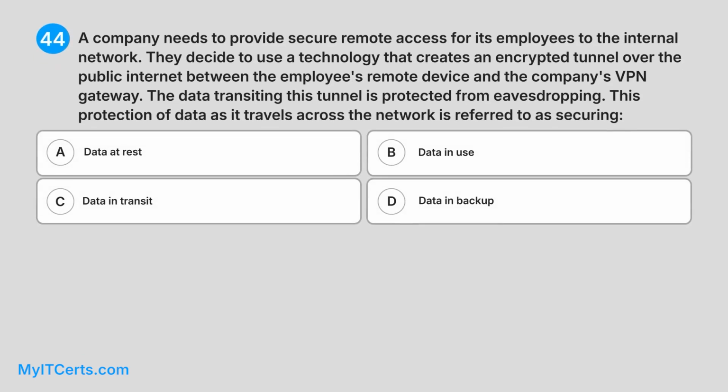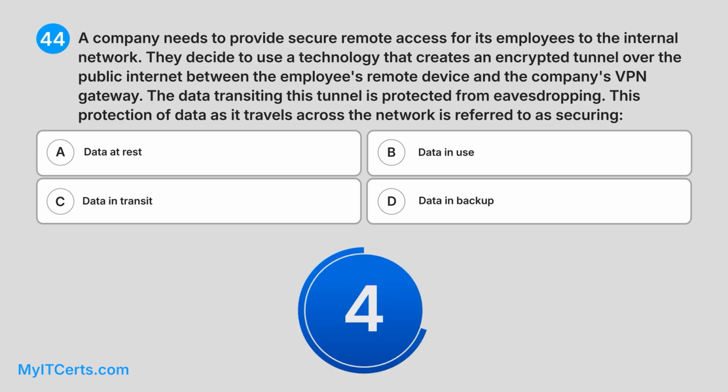44. A company needs to provide secure remote access for its employees to the internal network. They decide to use a technology that creates an encrypted tunnel over the public internet between the employee's remote device and the company's VPN gateway. The data transiting this tunnel is protected from eavesdropping. This protection of data as it travels across the network is referred to as securing: A. Data at rest. B. Data in use. C. Data in transit. D. Data in backup. What do you think is the answer?